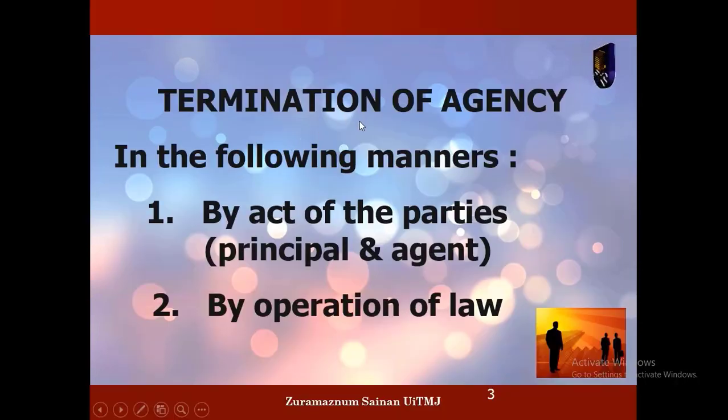How the agency is terminated. Agency is terminated in these two following manners. First is by the act of the parties, either by the act of the principal or the agent or both. Meaning, the agency is terminated atas tindakan antara principal dengan agent. Second, by operation of law, melalui kuasa undang-undang. Meaning, the agency is automatically terminated because of the law which is provided under the Contracts Act 1950, because of the provisions provided under Contracts Act 1950.